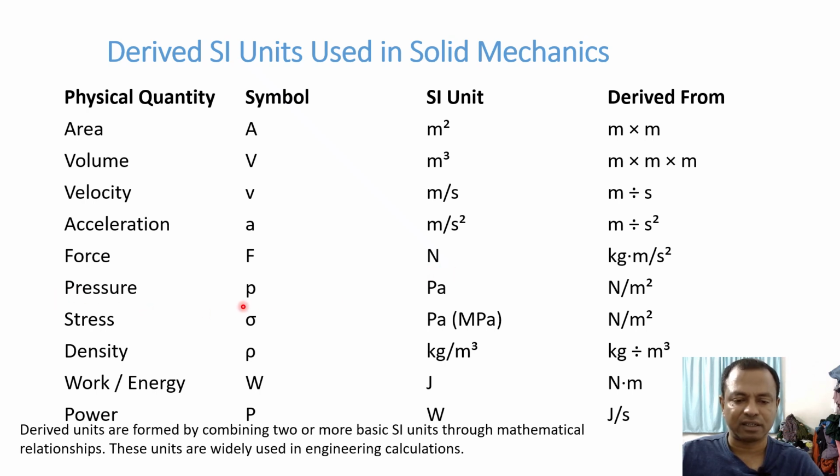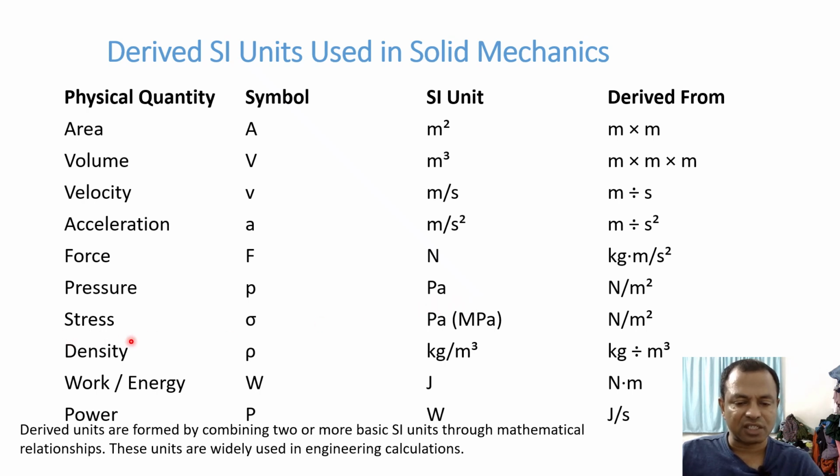Then pressure. Pressure, the unit is Newton per meter square. Force acting per unit area is known as pressure. So force unit is Newton, area unit is meter square. So Newton per meter square is the unit of pressure. 1 Newton per meter square is known as 1 Pascal. So usually we say Pascal.